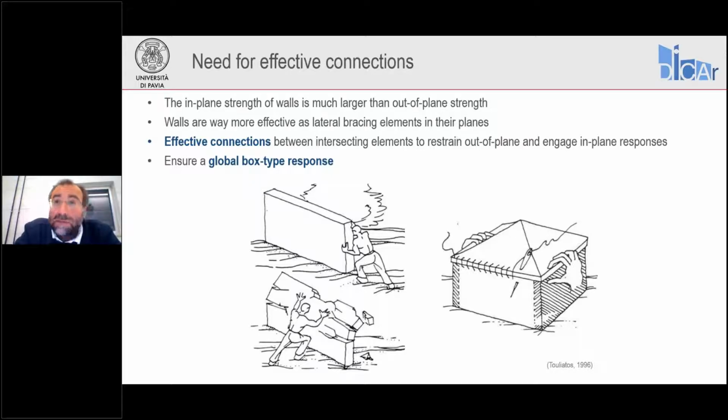But for this to happen, as we have seen, we need to tie together all the elements. We need effective connections between the intersecting walls and between floors and diaphragms. And we need to have these good effective connections as much as possible wherever we have intersections, in order to promote the so-called box type response of the building.